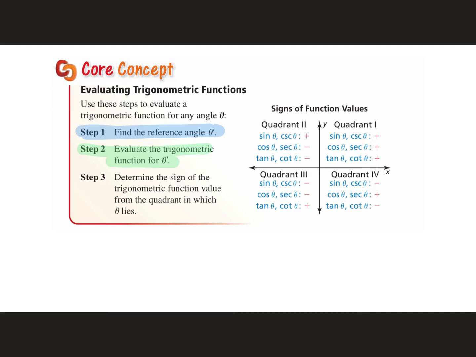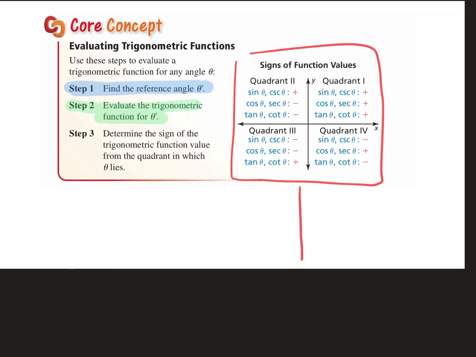We have this little chart here that tells us where each trig function is positive or negative. Another helpful shortcut in a coordinate plane: in quadrant 1, all trig functions are positive. Quadrant 2, the sine trig function is positive and its reciprocal, so sine and cosecant are positive.